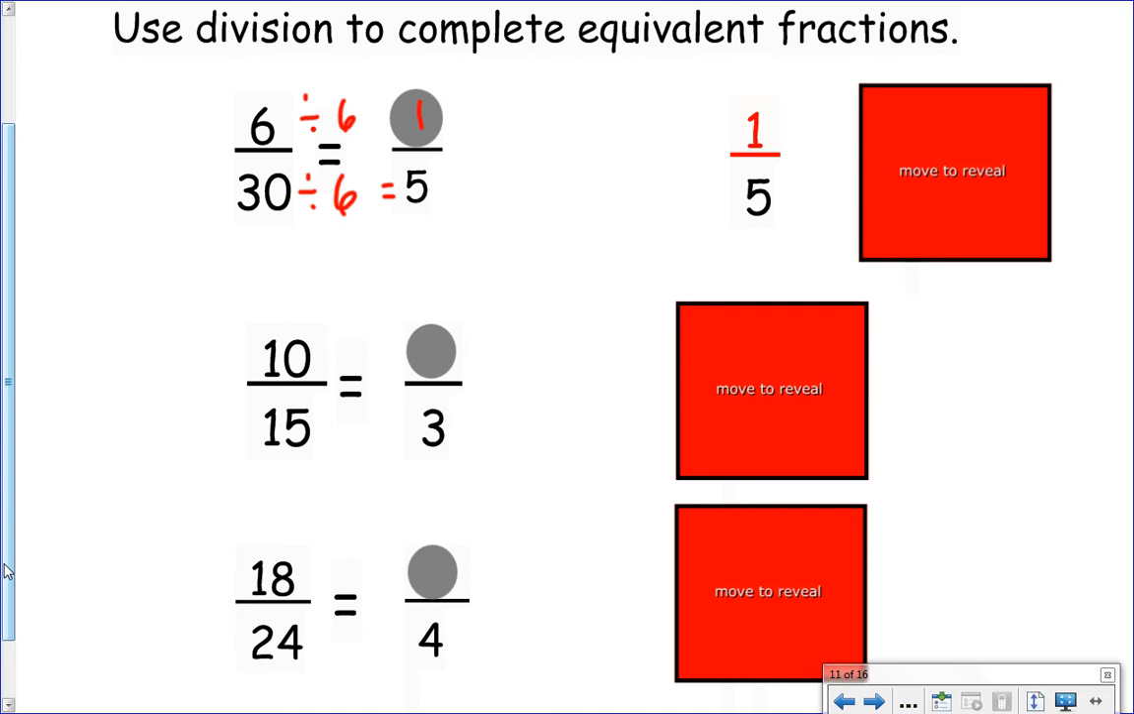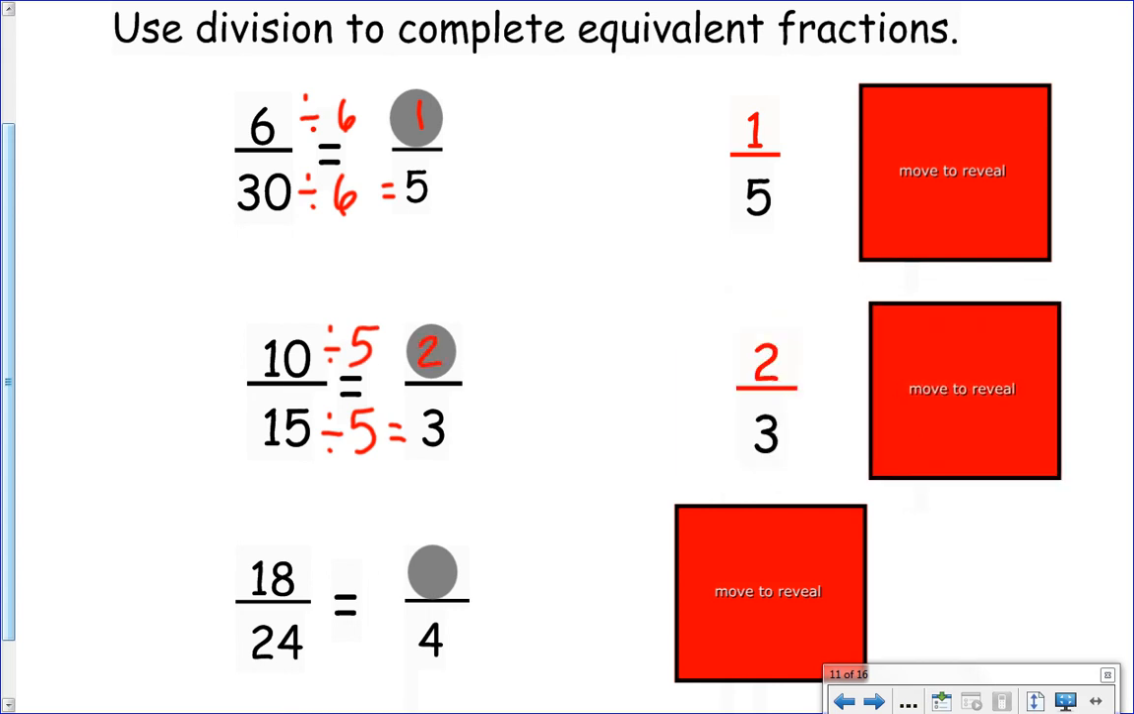Okay, so down here, I got a number on the bottom. So I need to go 15 divided by what equals 3. I can count my 3s and go 3, 6, 9, 12, 15. So 3 times 5 is 15. So 15 divided by 5 is 3. What I do on the bottom, I'm going to have to do on the top. So 10 divided by 5 is 2. So 2/3.